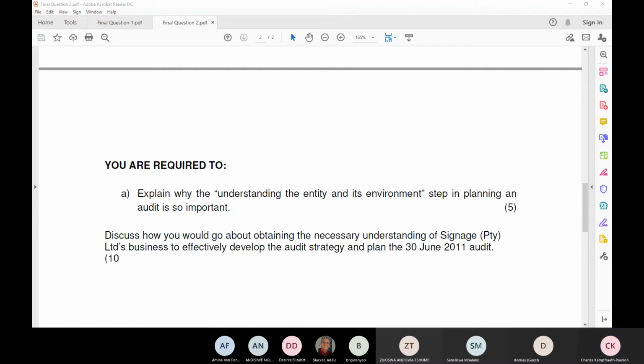Okay. That's very important. And then what is the final one? What is the one that we really need to understand or gain a good understanding of? We've now looked at everything internally. What about the external factors?